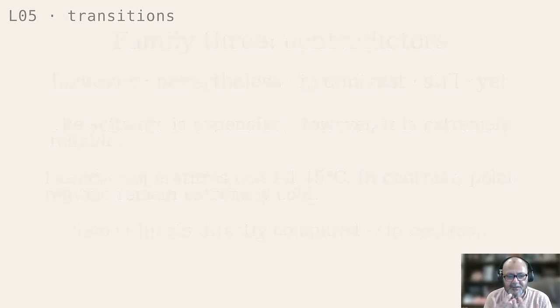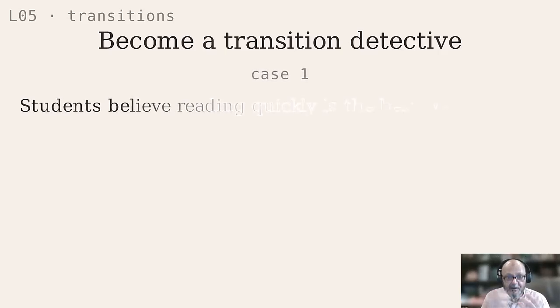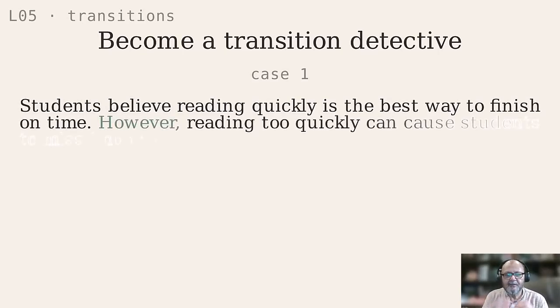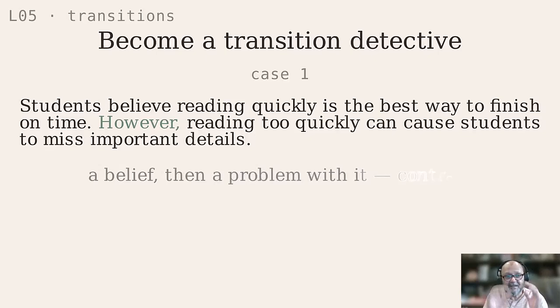What you need to do is become a transition detective, right? Imagine that you are a transition detective. Your mission is to examine two statements and identify the relationship between them. Case number one. Some students believe that reading quickly is the best way to finish the SAT on time. Blank. Reading too quickly can cause students to miss important details. What do we have? The first statement presents a belief, right? The second statement presents a problem with that belief. So the direction changes. We need a contrast transition, right? A logical answer would be, however, reading too quickly can cause students to miss important details.